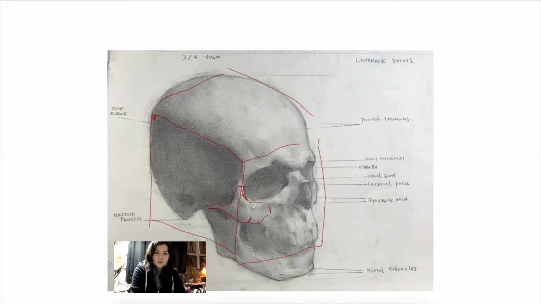Zygomatic bone is really particular. It has many directions. Some planes are pointing up, some planes are pointing more frontal, some planes down here are pointing down. There's definitely side plane, frontal plane, right? So the zygomatic bone is going to have many directions.